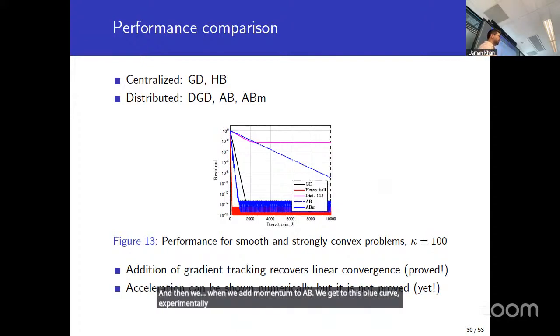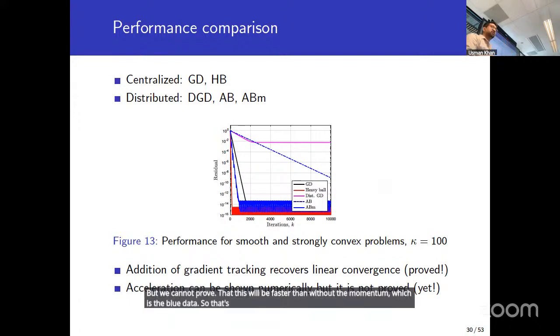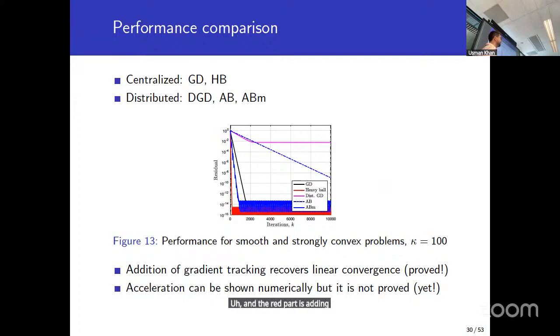We haven't proved it. So we know that this curve will go to 0 exponentially, but we cannot prove that this will be faster than without the momentum, which is the blue dash. So that's the acceleration that needs to be proved. And the red part is adding acceleration to gradient descent, the centralized one, which is much faster. And of course, that's like the lower bound in this context.